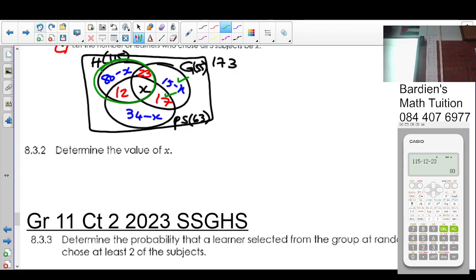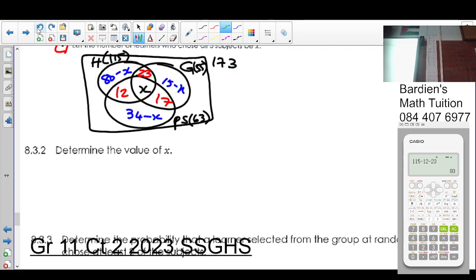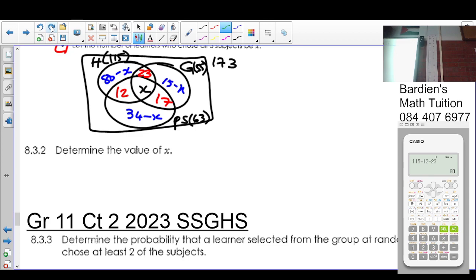You guys understand? Otherwise, you could have said 80 minus x plus 23 plus x plus 12 plus 34 minus x plus 17 plus 15 minus x is equal to, it's going to give you the same thing. Yeah? There's 115 plus, so that's a common, what's the name? We're accounting for everything in here. 15 minus x plus 17 plus 34 minus x is equal to 173.